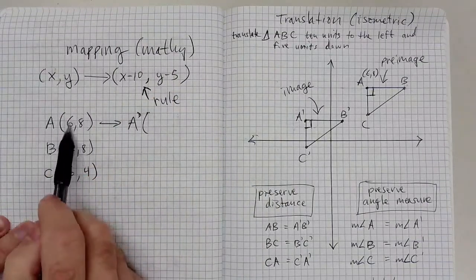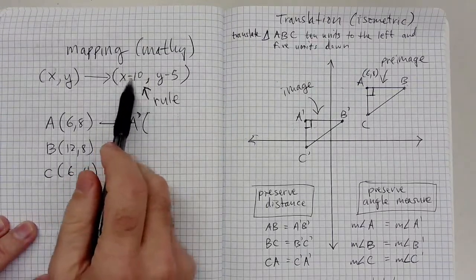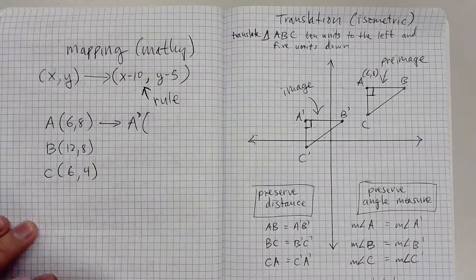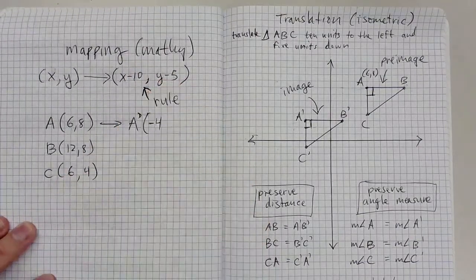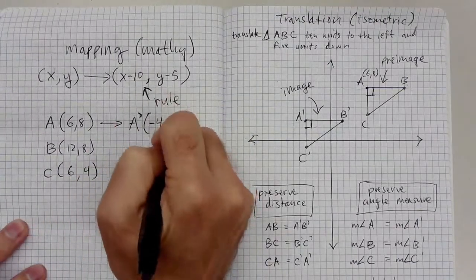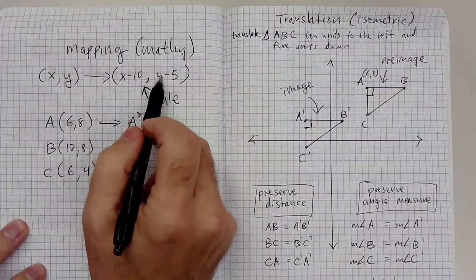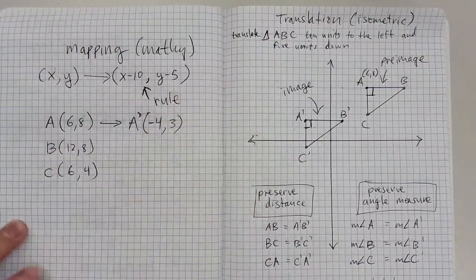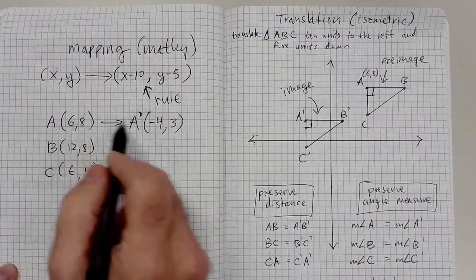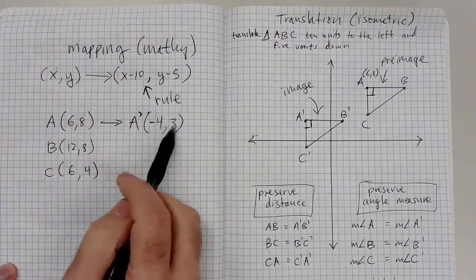Okay, so I'm going to take 6 and plug it in here for the x. What's 6 minus 10? Negative 4. Right? Good. Okay, and now for my y value, I'm going to plug the 8 into the y. 8 minus 5 is 3. So without graphing anything, I'm able to use the math to find my A prime value.